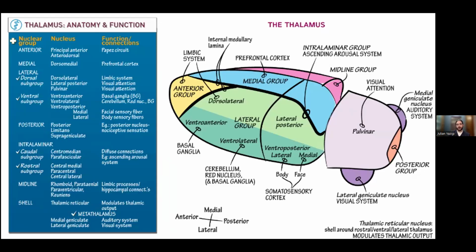The medial geniculate nucleus receives auditory input from the inferior colliculus via the brachium of the inferior colliculus and projects via the auditory radiation to primary auditory cortex in Heschl's gyri. Lesions typically produce subtle auditory processing deficits rather than complete deafness because of the bilateral auditory representation.